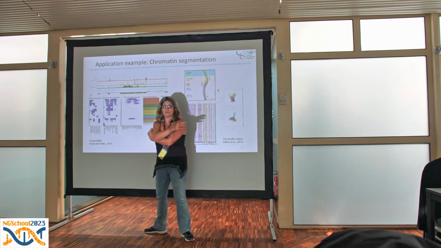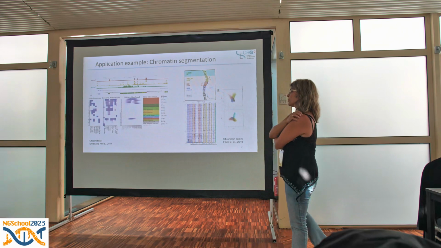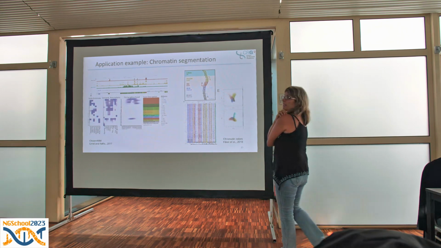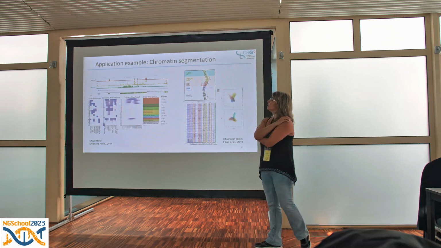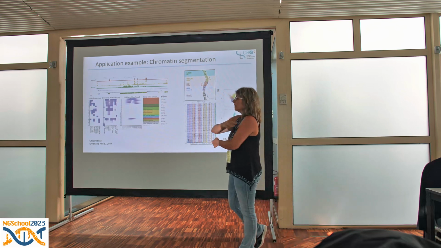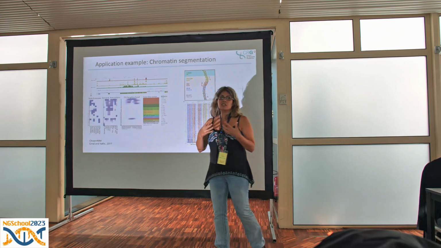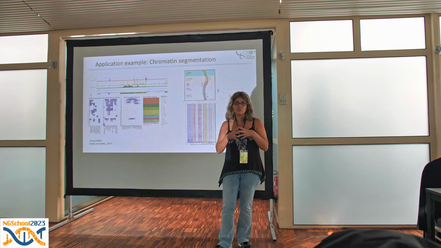For sure you have seen this kind of plot. This is ChromHMM. It's a very famous pipeline, a very famous program to segment the chromatin. What does chromatin segmentation mean? The idea here is to do a dimensionality reduction. So we want to reduce the amount of data.